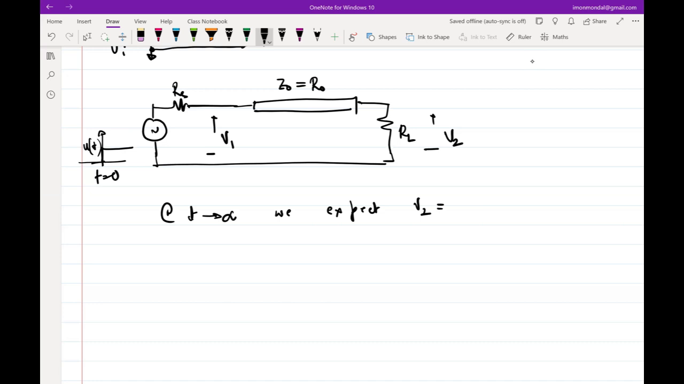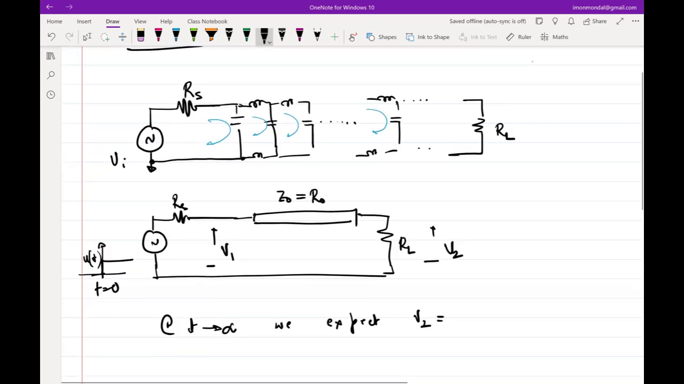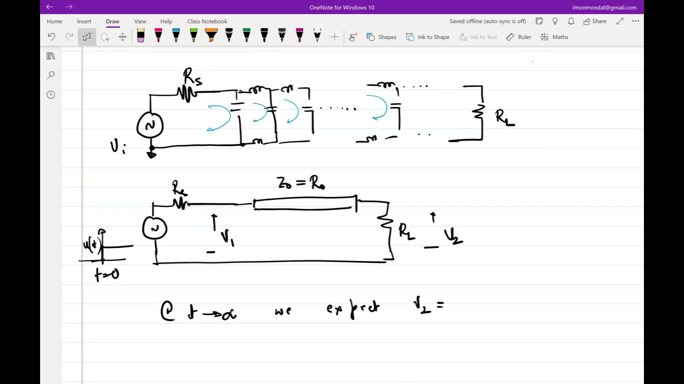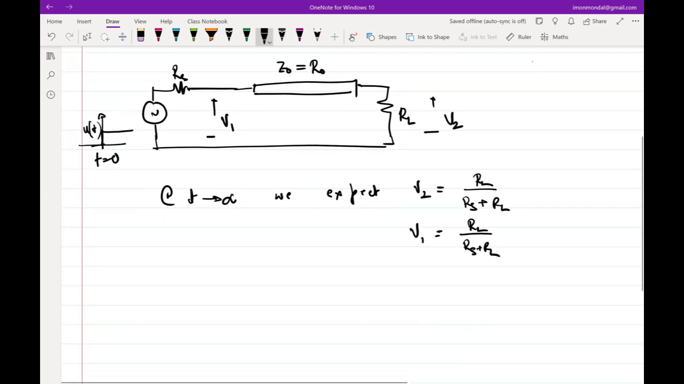Note that this transmission line is basically an LC circuit, right? It's basically this circuit on top. So after infinite time, what do you expect V2 to be? You expect it to be VI times, or I shouldn't say u(t) because we are talking about infinite time, so basically RL over RS plus RL. Great. And what do you expect V1 to be? Same, right? You also expect V1 to be the same. This is what we expect. Now, from the transmission line theory, we would like to see whether this expectation is matched or not. That's the whole agenda of the next 10-15 minutes of today's lecture.